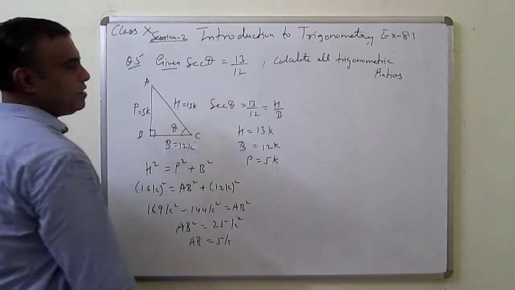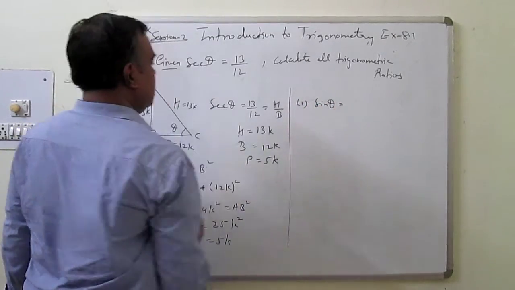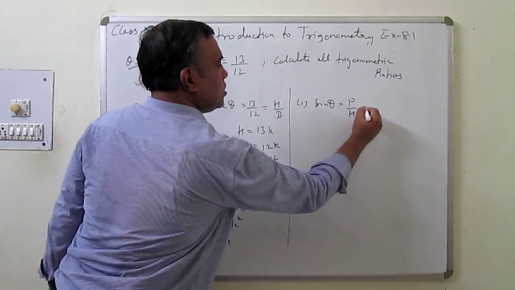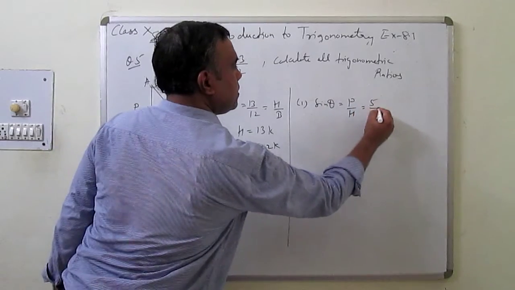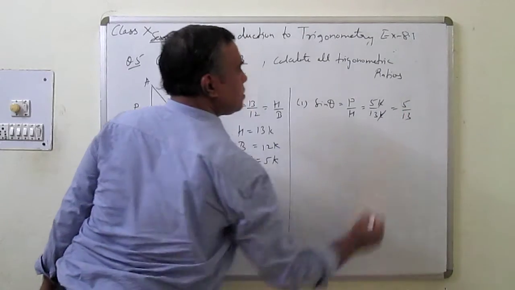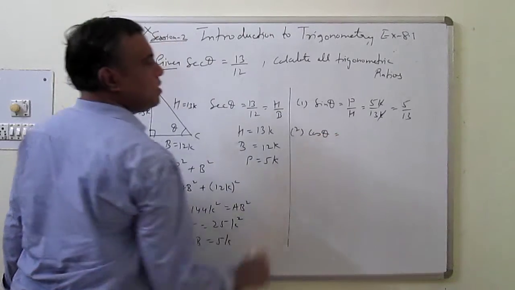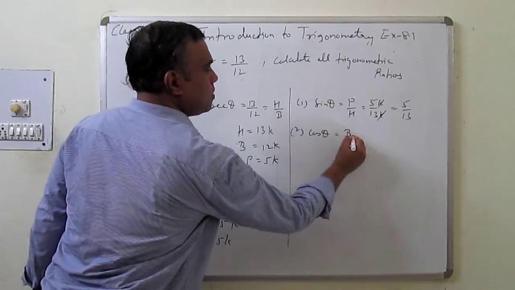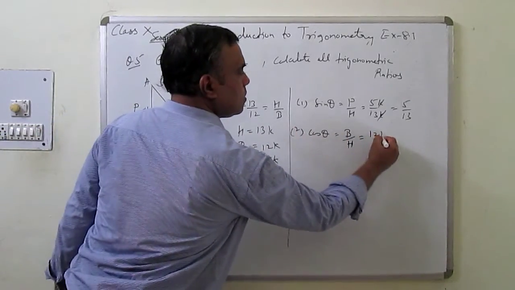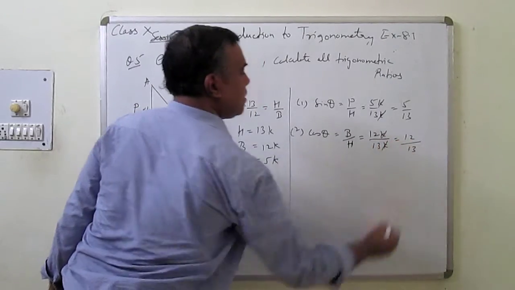Now you can calculate other 5 ratios. See here, number 1 I will calculate sin theta. Here theta is this, so we don't take any side, we take p upon h. So p is what, 5k upon h is 13k. This will cancel out, you will get 5 upon 13. Now second I will take cos theta. Cos theta, you know, base upon hypotenuse. What is base? 12k upon 13k. This will cancel out 12 upon 13.